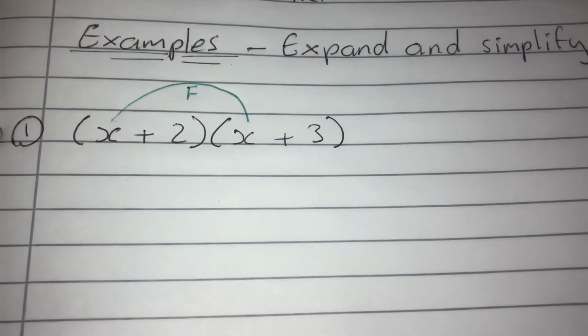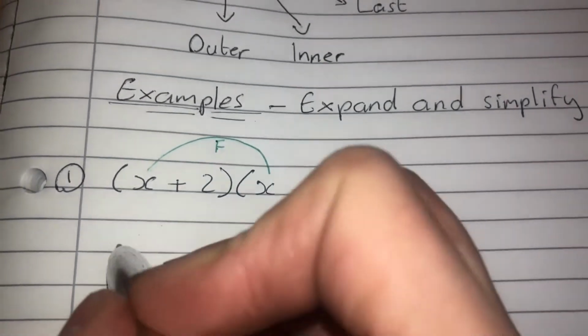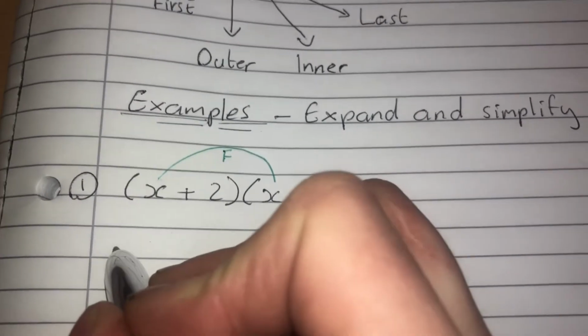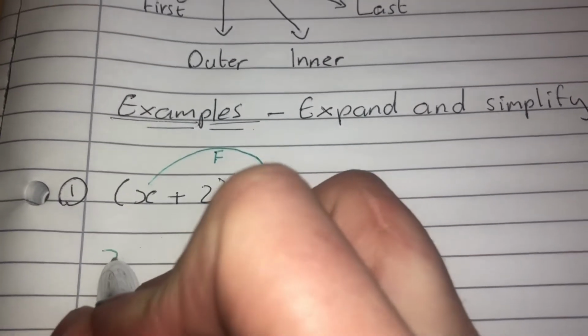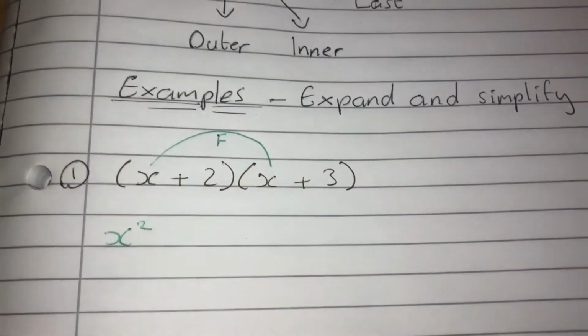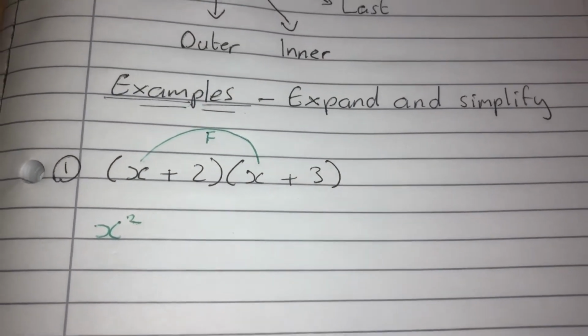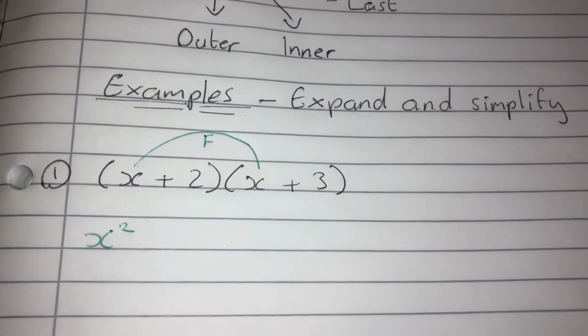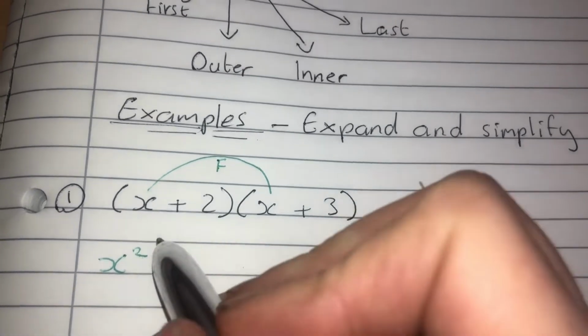So x times x, and if you remember back to your basics, when we're multiplying terms in algebra, x times x is x squared, and that's important. And if you're a wee bit rusty on that, make sure to watch the videos on multiplying terms in algebra just to refresh your memory.